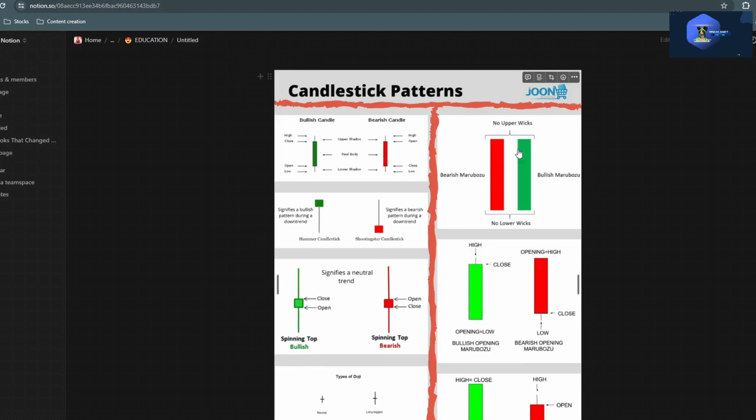This type of candle, they call it Marubozu. These candles represent strength in the direction. And then you have the hammer candlestick, where you have a big wick at the bottom and the body at the top, or you have a big wick at the top and the body at the bottom. So this is what we call a hammer candlestick, or here you call it a shooting star candlestick. What does that mean?